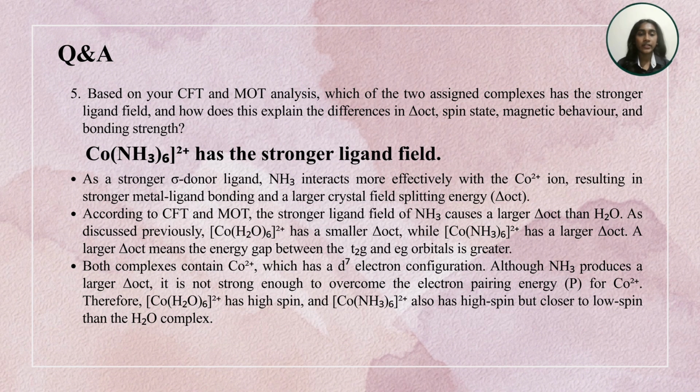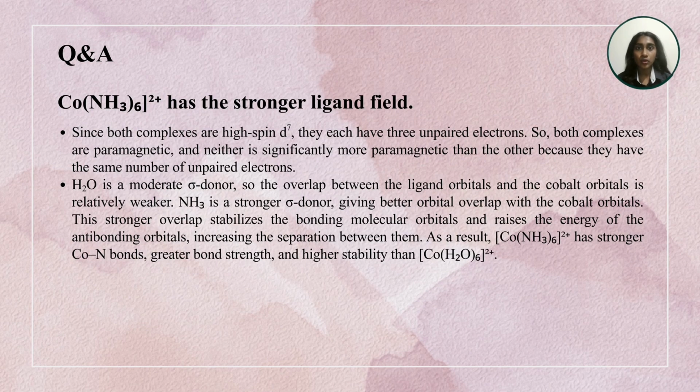Based on both crystal field theory and molecular orbital theory, [Co(NH3)6]2+ has the stronger ligand field because NH3 is a stronger sigma donor ligand than H2O. This produces a larger crystal field splitting energy and stronger metal ligand bonding. Although both complexes remain high spin d7 and are paramagnetic with 3 unpaired electrons, the NH3 complex has stronger cobalt nitrogen bonds, greater stability, and is more likely to become low spin than the H2O complex. Since both complexes have 3 unpaired electrons, they are both paramagnetic, so neither is significantly more paramagnetic than the other.